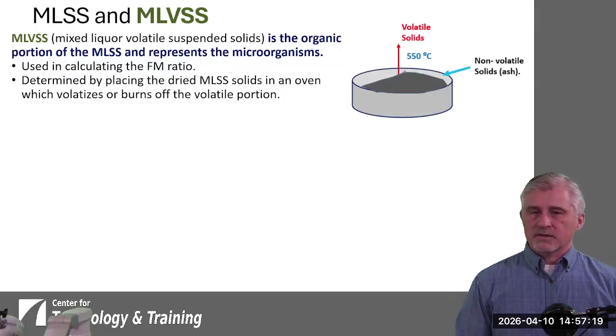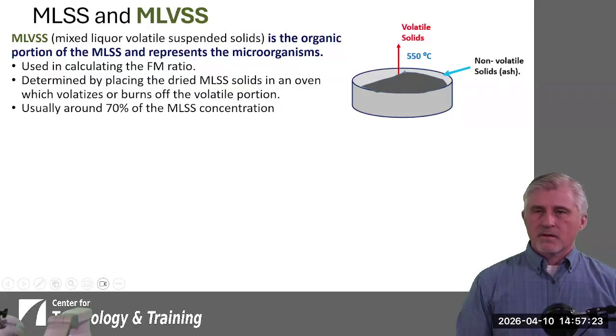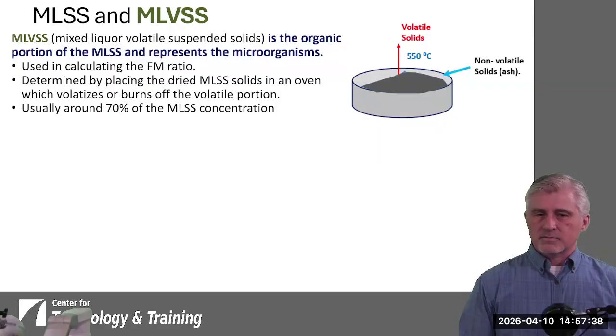So we look here, we've got a portion of it that's going to volatilize off. We're going to have the non-volatile solids, and we're going to have the volatile solids that come off. It's usually around 70% of the concentration that is the volatiles.